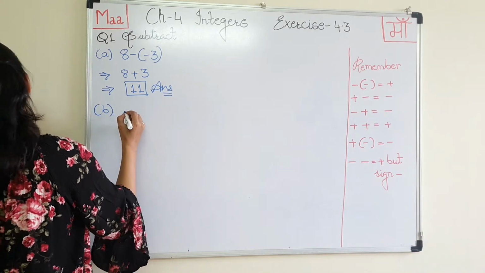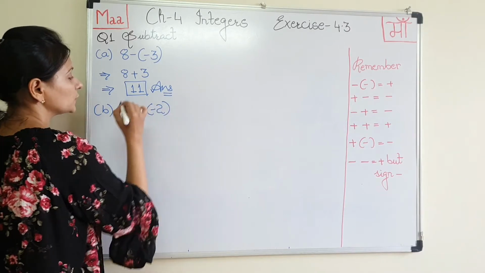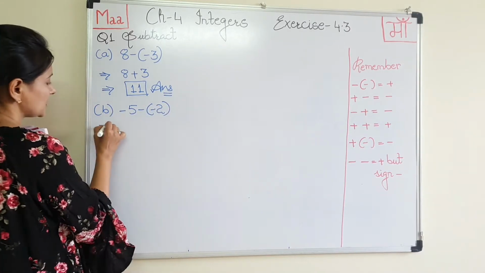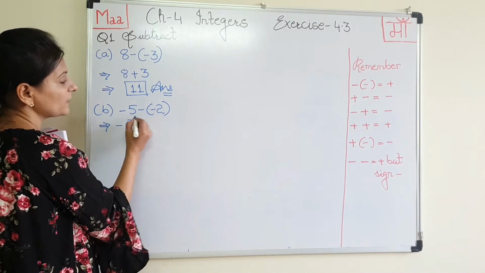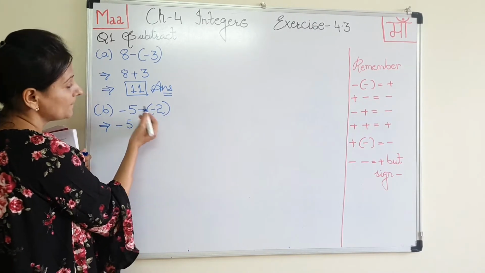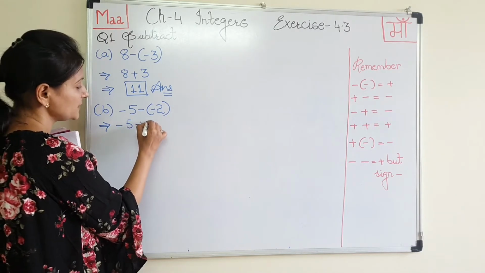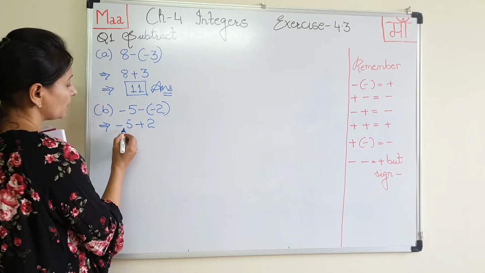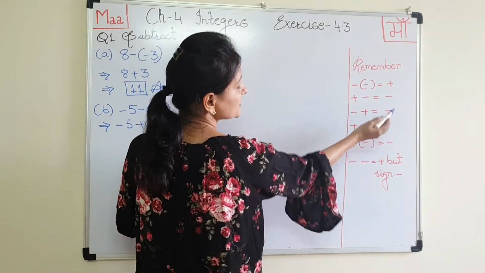Your B part is minus 5 minus (minus 2). So this is your B part. See how to solve it. First of all you will put this minus 5 as it is. Now we have to open this bracket again. Minus outside the bracket and minus inside the bracket. So it will be plus 2. Now the next step will be minus plus. So see the rule, minus plus is minus.